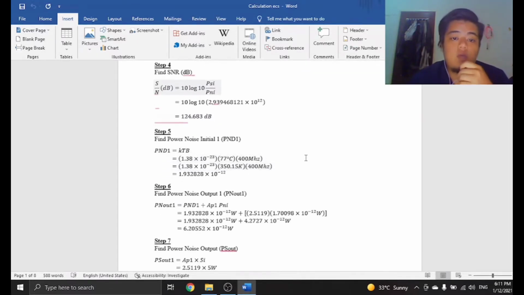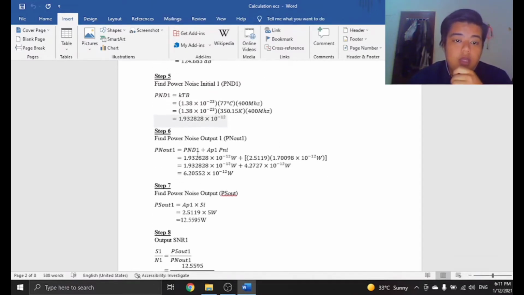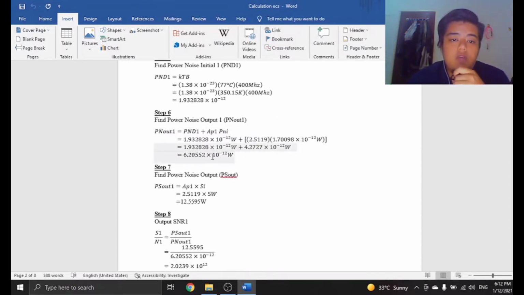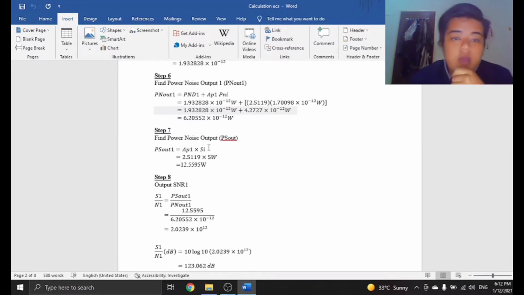Then for step 5, we need to find the initial noise, using the same formula, K times T times B. Then we get the answer for PND1, 1.932828 times 10 to the negative 12. The next step is to find the power noise output. The formula is PND, which is initial 1 plus the gain 1 from amplifier 1 times the power noise input. We get 6.20552 times 10 to the negative 12. The next step is to find the power signal output, PS out, which is the gain times the signal input, 2.5119 times 5 watt. We get 12.5595 watt.